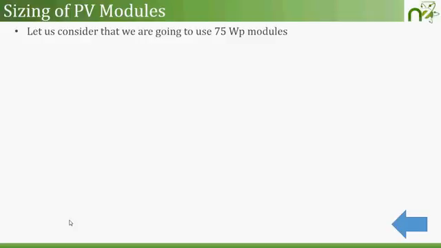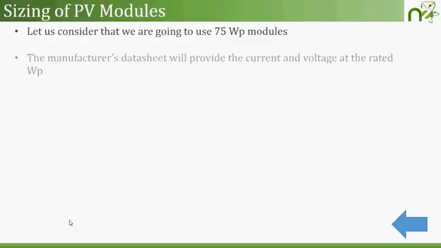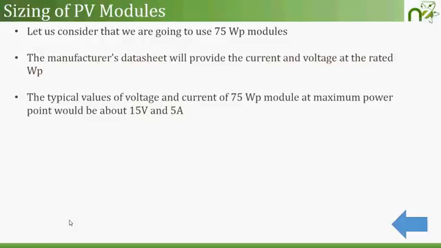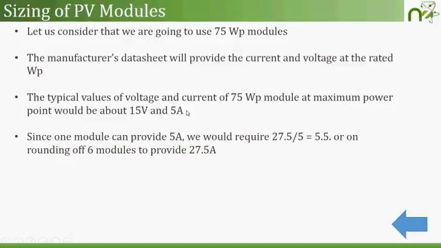Let us consider the 75 watt modules for an instant. Now if we consider the 75 watt panels, it would have 50 volt as a voltage and 5 ampere as a current, but we need 27.5 ampere current. So 27.5 divided by 5, that will be almost 5.5, but if we round off, it will be 6 modules.